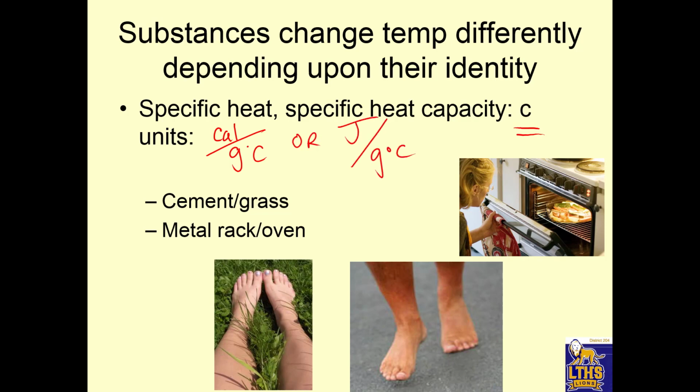I want you to think about cement versus grass. Where would you rather stand? Probably on the grass, because the cement has a lower specific heat, so it takes less energy to change its temperature, so the heat transfers to you faster. If you have a metal oven, would you rather put your hand in the oven or on the rack? You probably would put your hand in there, or neither. But the metal transfers heat faster into your skin because it has a lower specific heat.